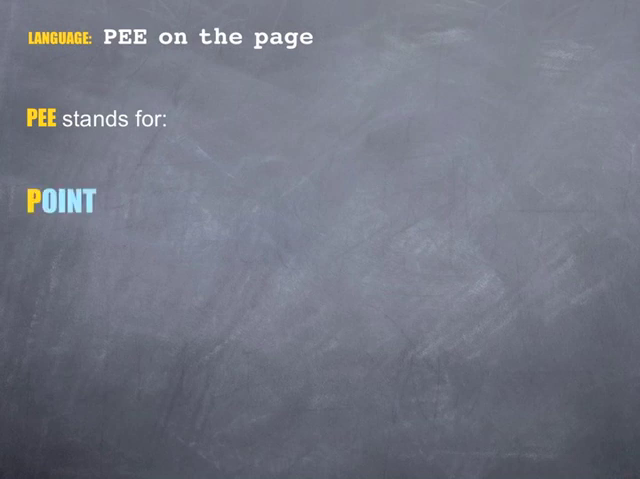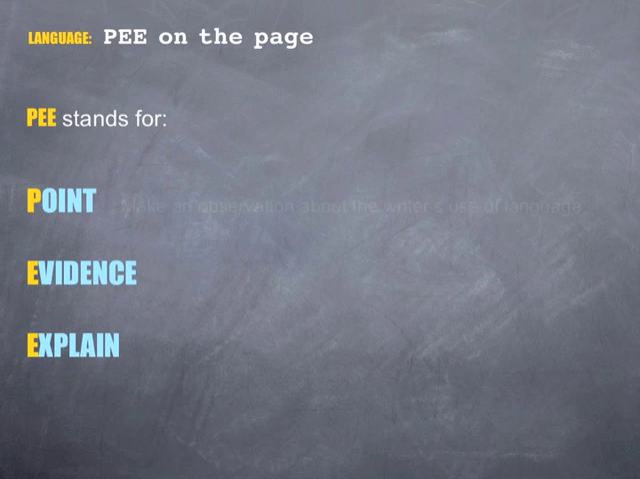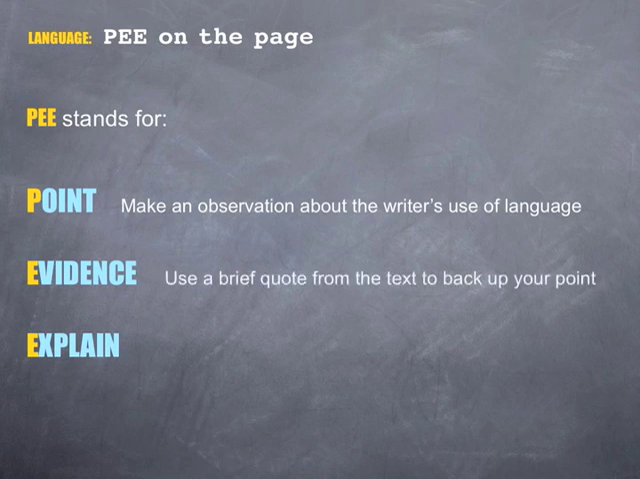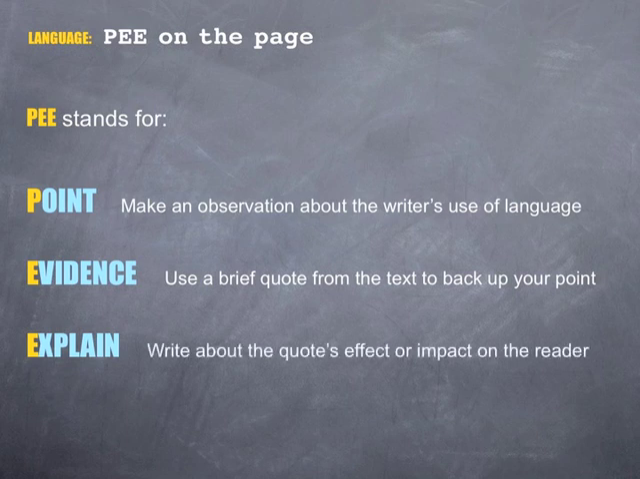P.E.E. stands for point, evidence, explain. First, make an observation about the writer's use of language. For example, you could identify a technique or comment on its tone. Next, show some evidence of this by using a quote from the text to back up the point. Finally, you should explain the effect of the quote on the reader. In other words, how does it make them feel? What is the impact? What do they visualise or think about?